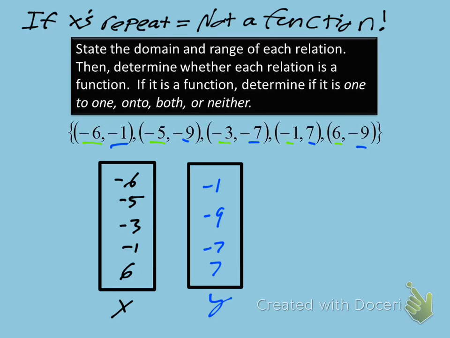Now, the last thing, like you probably guessed, we need to do is the arrows. And how you figure out the arrows is this. This is the ordered pair -6, -1. So from -6, you draw an arrow over to -1. And then you do that for all of those ordered pairs that are in this set here. That's a set of ordered pairs. So then -5 goes with -9. -3 goes with -7. -1 goes with 7. And 6 goes with -9. Alrighty.